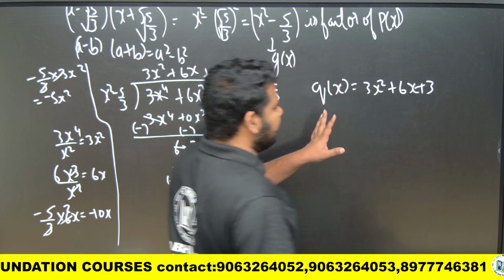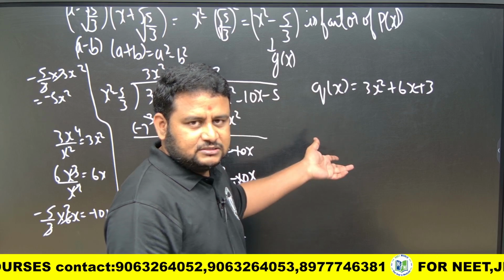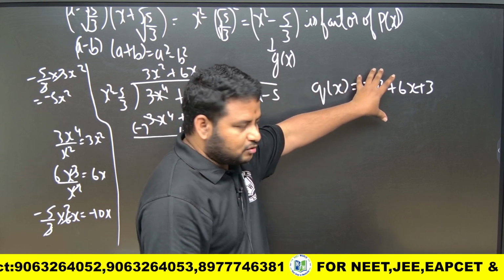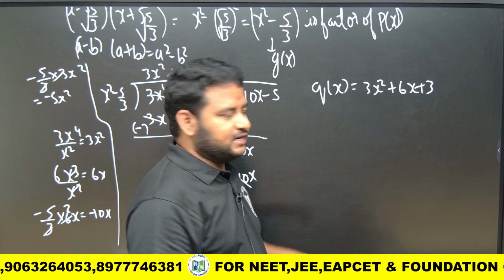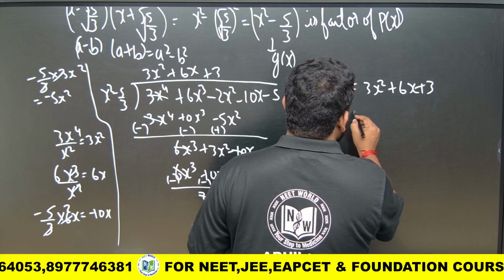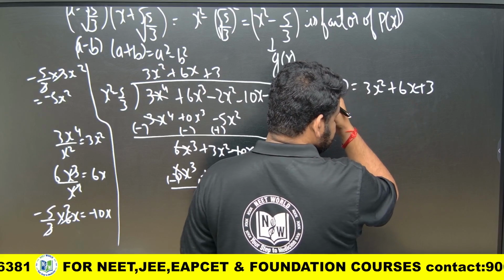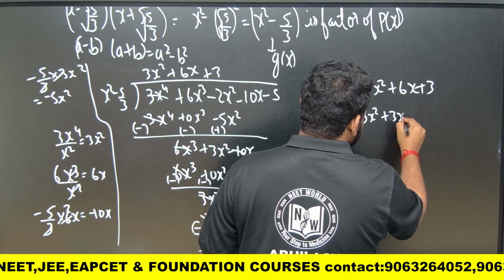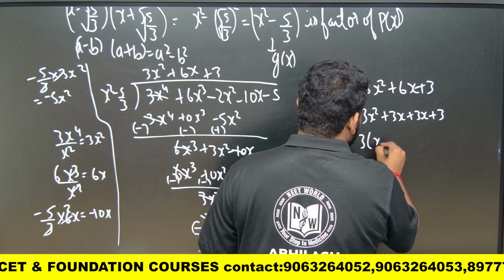If I factorize this, what are the roots, what are the zeros I will get? The zeros of this quotient are also the zeros of the dividend. That is what we will get. So if I factorize this, what will I get? This will actually be 3x square: the product is 9 and the sum is 3. So I can write it as 3x square plus 3x plus 3x plus 3.